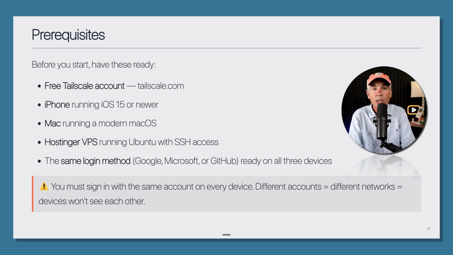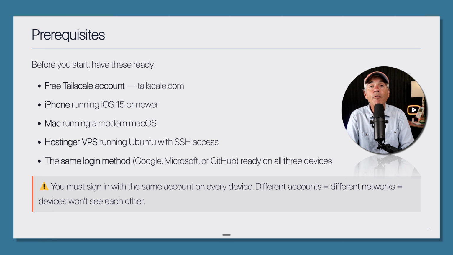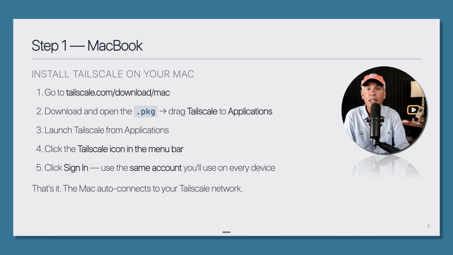The prerequisites are what you need to create your own Tailscale private mesh network. First, you're going to need a free Tailscale account, which you can set up at tailscale.com. For this tutorial, I am going to show you how to set up Tailscale using an iPhone, MacBook Pro, and Hostinger VPS, but you can set up Tailscale on Windows, Androids, and any VPS provider. And in order for all of your devices to be on the same network, you will need to authenticate using the same login methods.